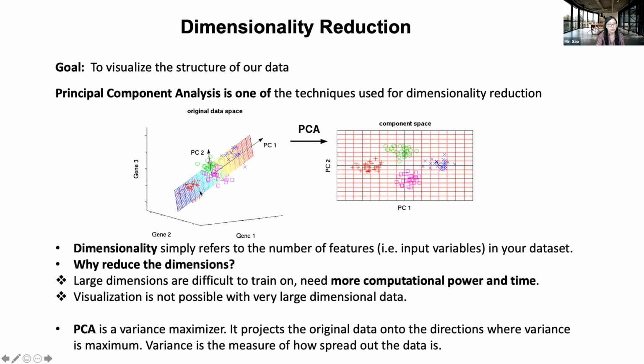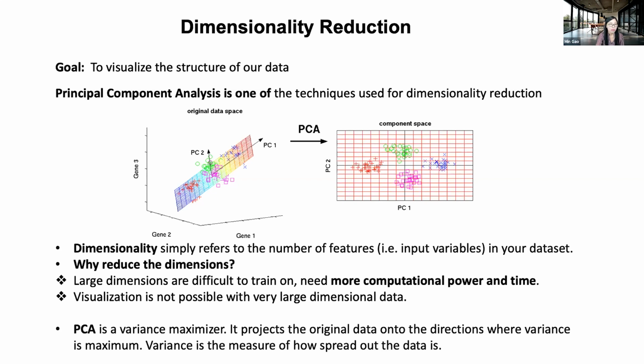Next, we need to do the dimension reduction. This step is to visualize the structure of our data. PCA is one of the techniques used to do the dimension reduction. Dimensions means the number of features of our dataset.